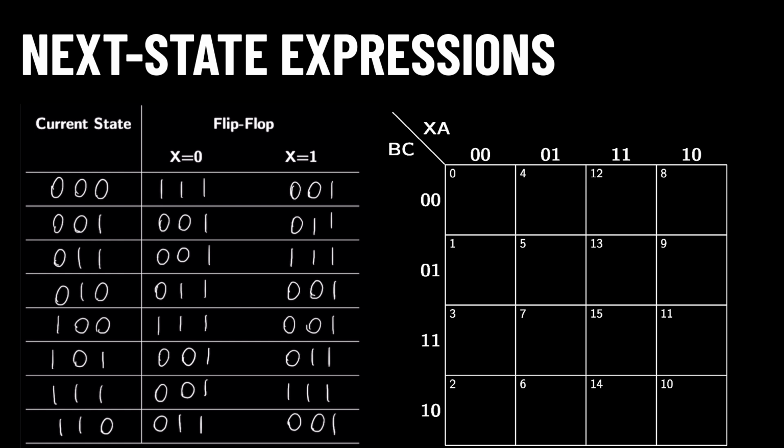The K-maps will now be 4 variable K-maps because each flip-flop expression is a function of x and the current state. When putting data from the transition table into the K-map, go one column at a time. Ask, where is x equal to 0 and a equals to 0? That goes into the 0, 0 column of the K-map. Where is x equal to 0 and a equals to 1? That goes into the 0, 1 column. Where is x equal to 1 and a equals to 0? That goes into the 1, 0 column. Finally, where x equals 1 and a equals 1 goes into the 1, 1 column.